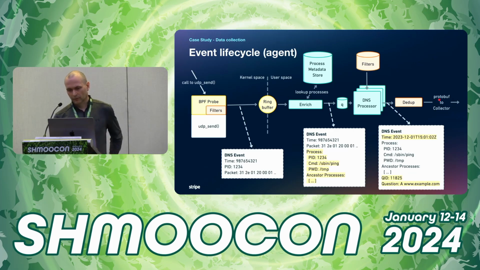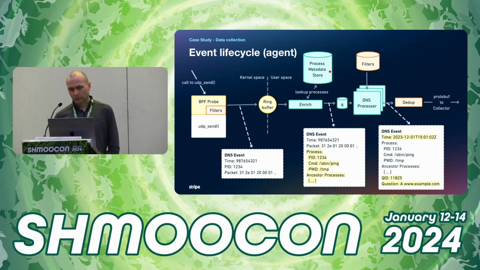Now, in case you're wondering where the metadata for this process enrichment comes from, that too is captured with BPF. So we're tracking in memory process creation, exits, and forks. So that's how we maintain the representation of the process state in memory, allowing for fast enrichment.